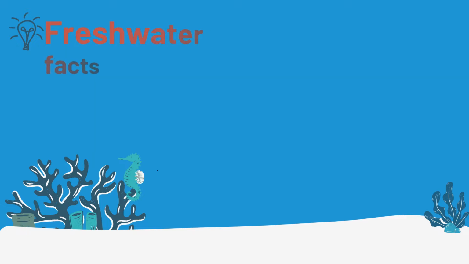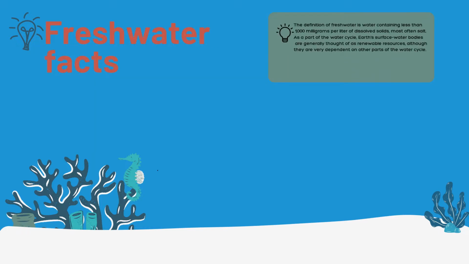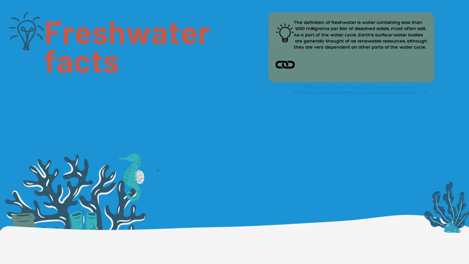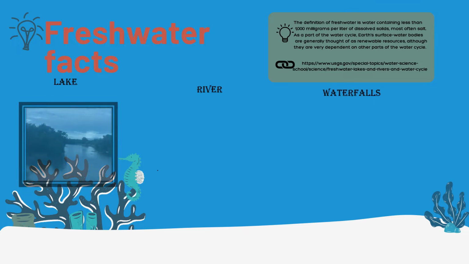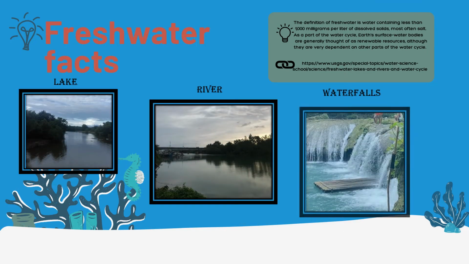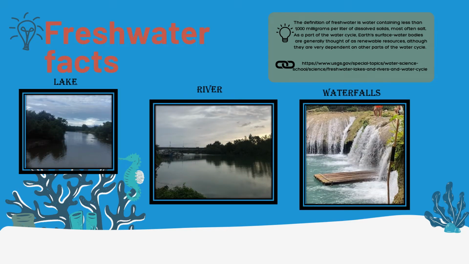But first, let me give you some freshwater facts. The definition of freshwater is water containing less than 1,000 milligrams per liter of dissolved solids, most often salt. As a part of the water cycle, Earth's surface water bodies are generally thought of as renewable resources, although they are very dependent on other parts of the water cycle. Some examples of fresh water are lakes, rivers, and waterfalls.